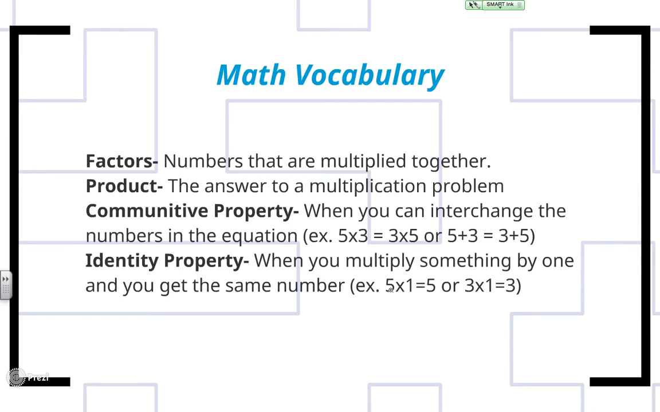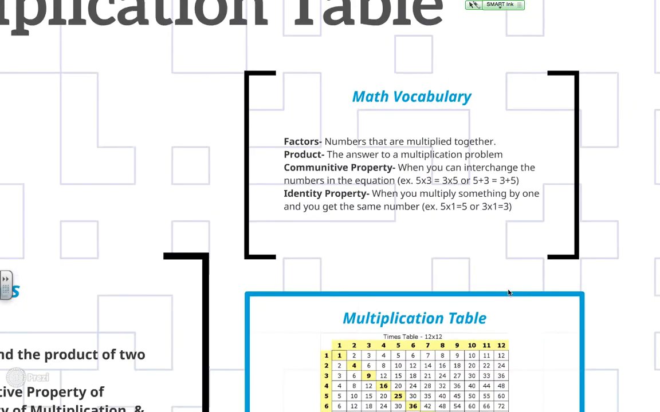The identity property is when you multiply something by 1 and you get the same number. 5 times 1 equals 5, or 3 times 1 equals 3.